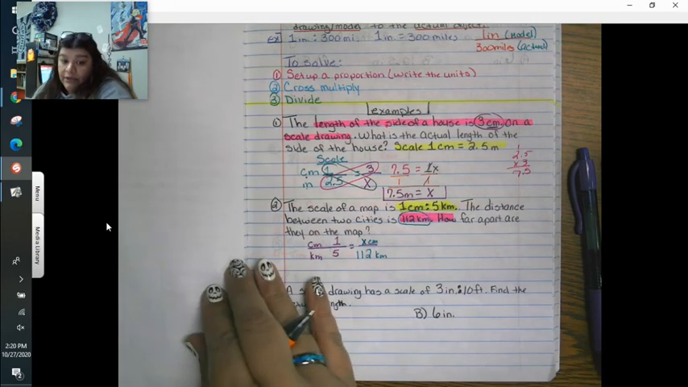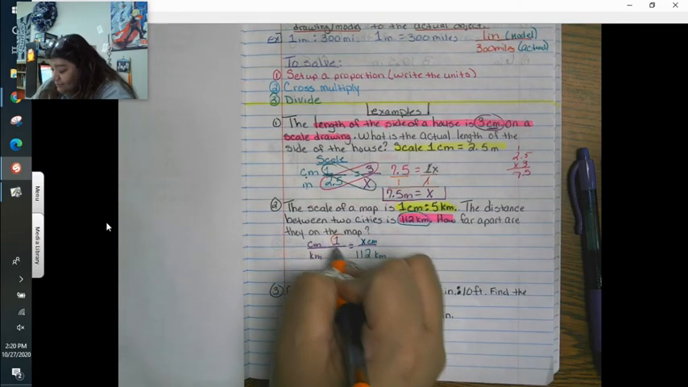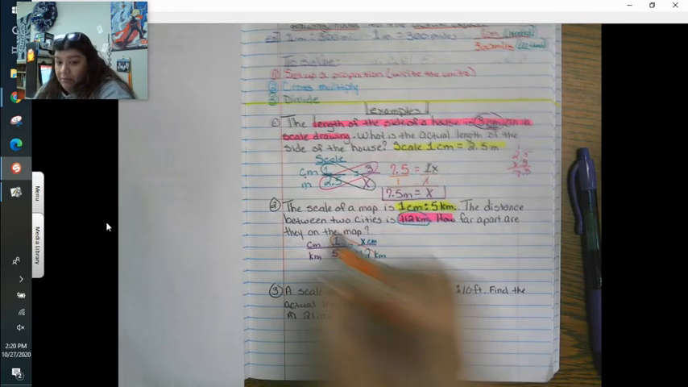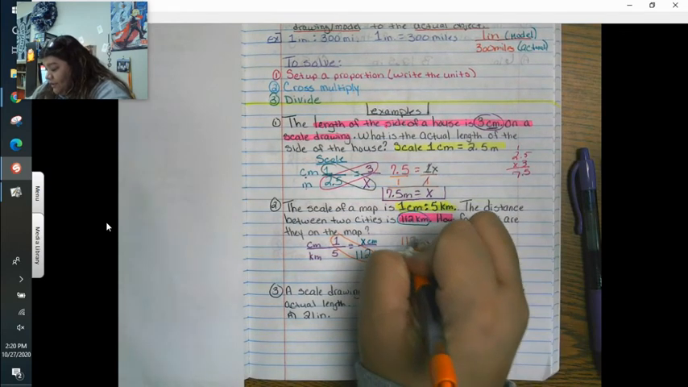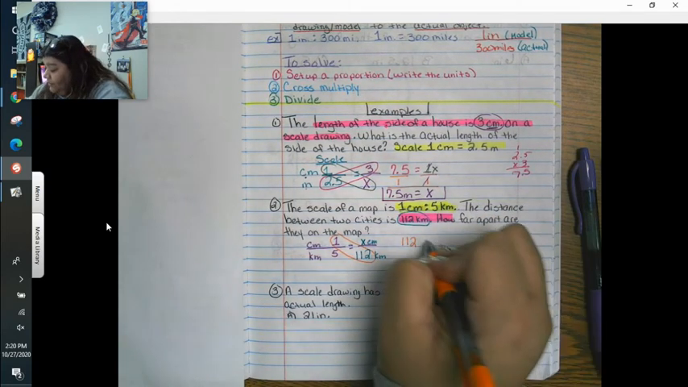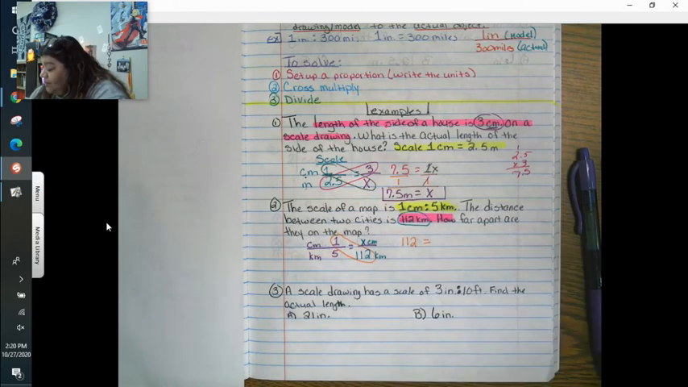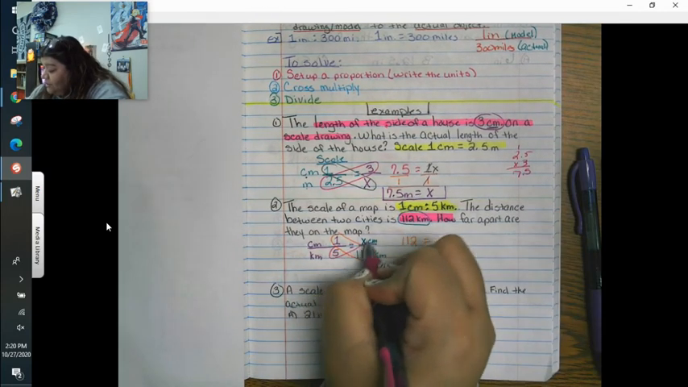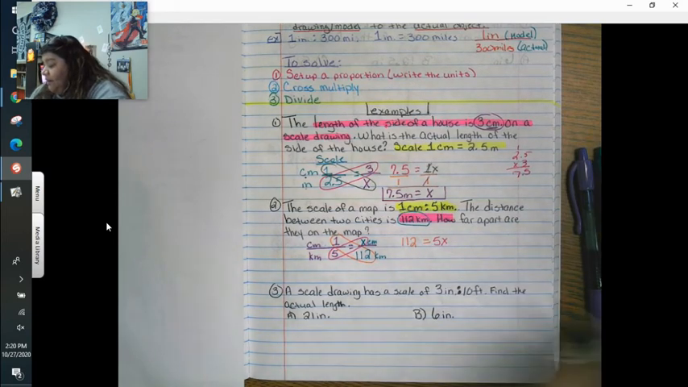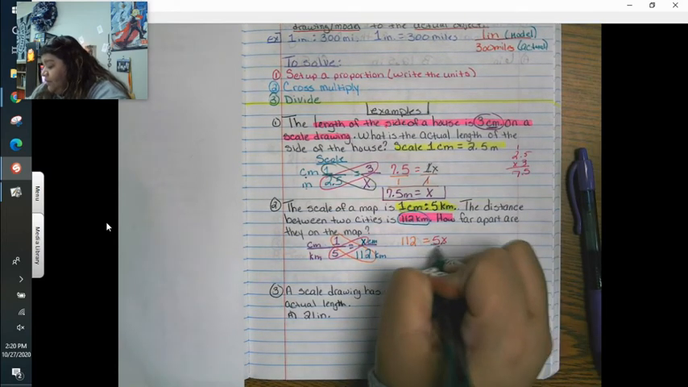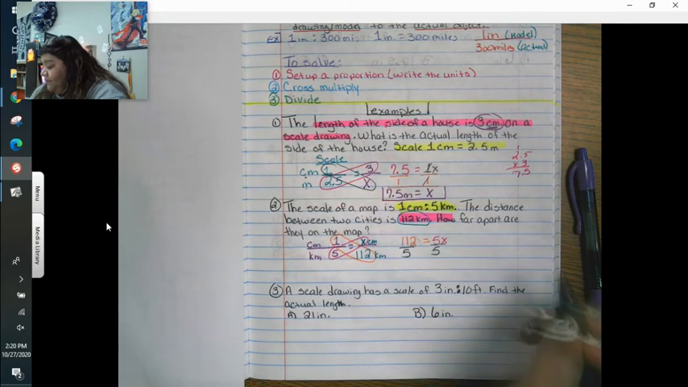So we solve it the way we do. See how I said it's easy because you're always going to have a 1 most of the time. So 1 times 112 is 112. Okay, and then you go in the opposite direction. 5 times x is 5x. So that tells me right here I'm dividing the 112 by the 5.